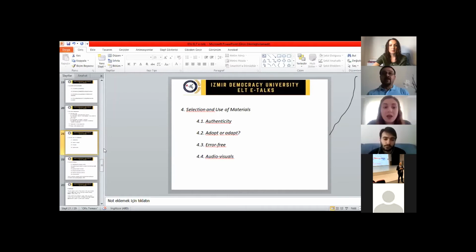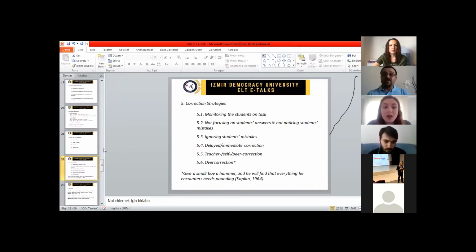To do this, first of all, the teacher should be able to monitor the students on task. For example, the students are doing some kind of group work, it's okay, but what is the teacher doing? Is he sitting at his table, or is he moving around the classroom? Is he monitoring the students when they are doing something? He should do it. He should be listening to them, and he should be able to help them if needed.